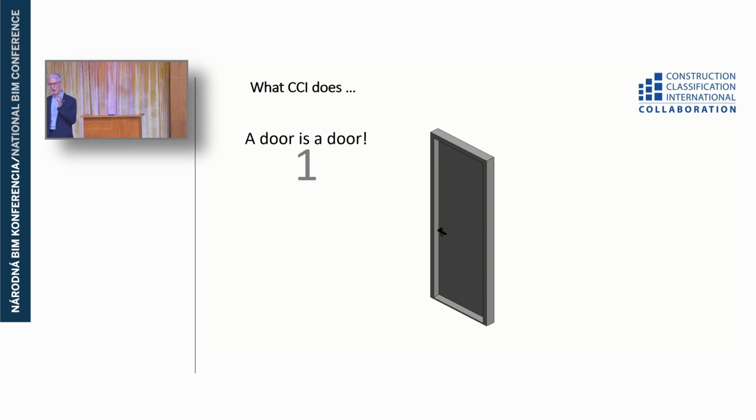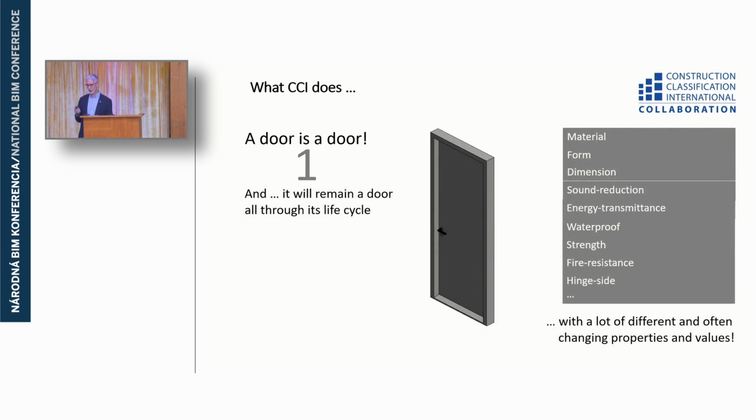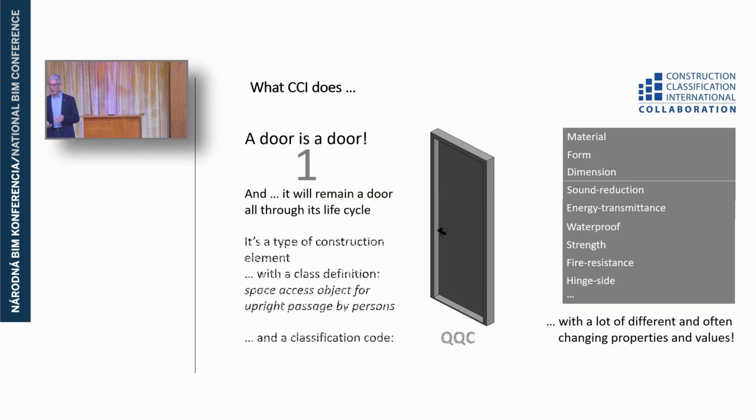The object has one object class preferred term. A door is a door. We have only one door. It will remain a door all through its life cycle, but it will have a lot of properties. They can be changing all through the shift of phases and may be improved in the maintenance situation, but it's still a door. And we know it's a door because it has a class definition. It's a space access object for upright passage by persons. And that's very nice. Even if you put it out in the field and you go through it, that's actually what it does for you, right?